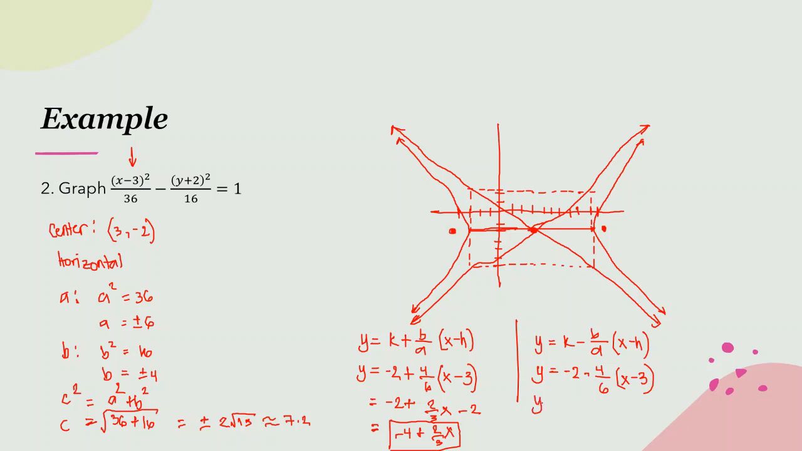The other one is -2 minus 2/3 of x plus 2. So cancel the -2 and 2. So that is -2/3 of x. So we have this as our other equation of asymptote.